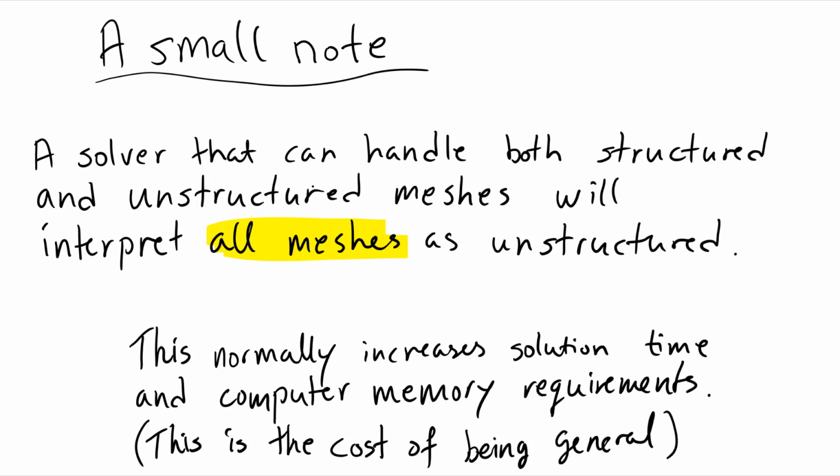And just a small note here, that a solver that can handle both structured and unstructured meshes will interpret all meshes as unstructured. So this normally increases solution time and computer memory requirements. But anyhow, it's just the cost of being general. There are many benefits to having a structured mesh anyhow when solving the equations. If it's possible, then structured meshes should always be used.